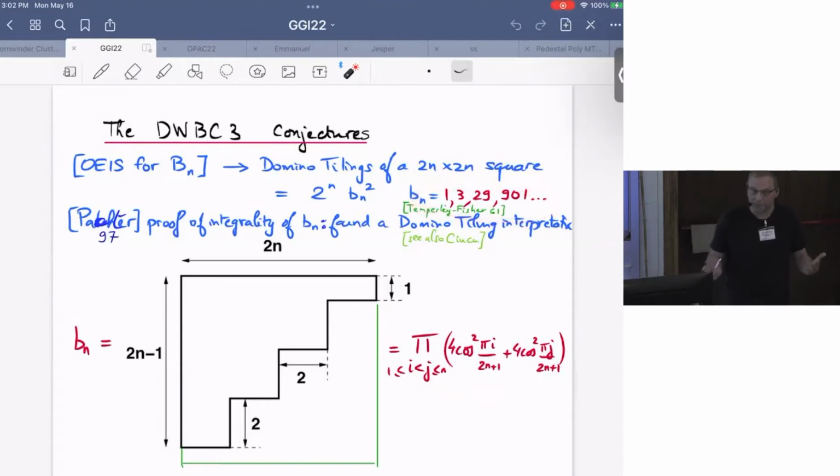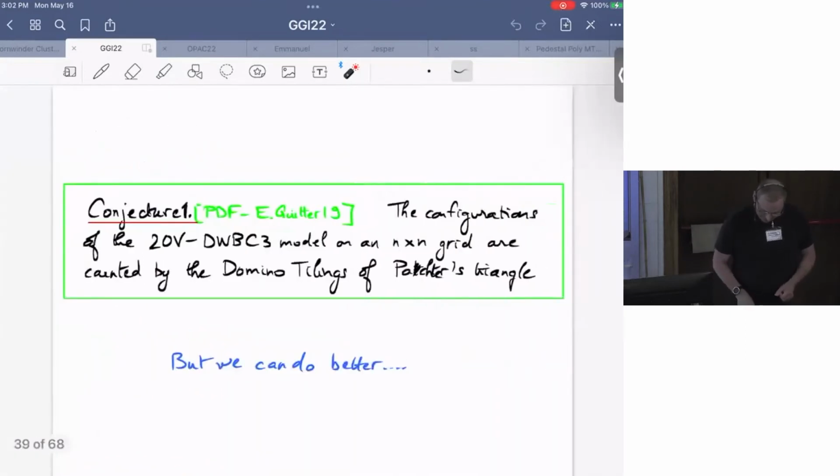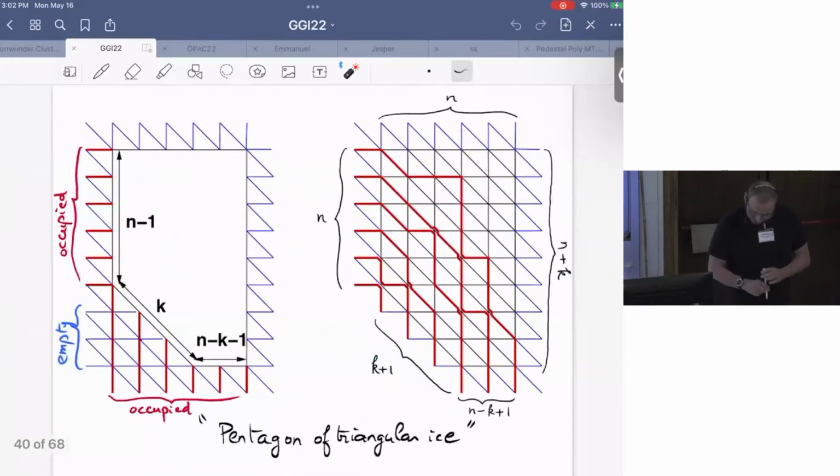So it seems to be the same, okay? So here's the conjecture, right? The configurations of domain boundary condition 3 would be the domino tilings of this triangle, the Parter triangle. Okay. Now, one conjecture is not enough. So here is a bunch of them.